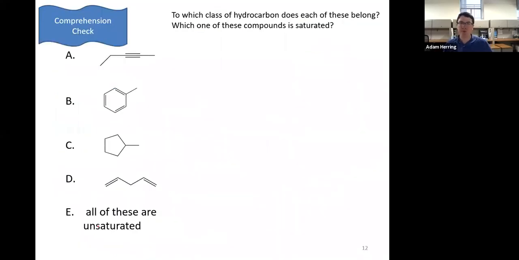So let's practice here. To which class of hydrocarbons does each of these belong? And then also determine which of these are saturated. Remember, we talked about saturation in terms of whether or not there are hydrogens on the molecule, or rather how many hydrogens there are. So pause the video and try and answer these on your own.